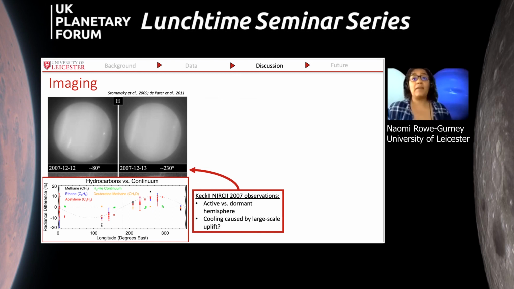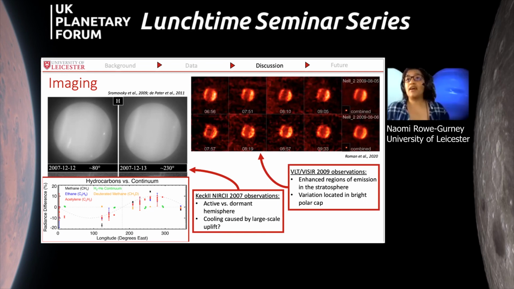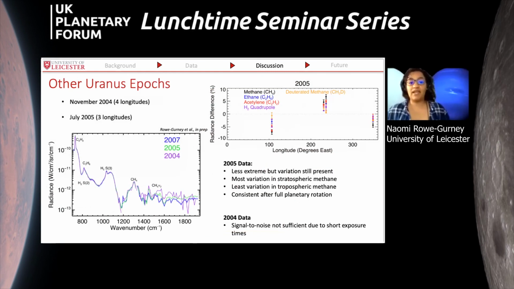Another thing that we think may be happening, if it's not that, it could be some kind of stratospheric wave or something else in the stratosphere. These images from Mike Roman's work using 2009 VLT data show an apparent stratospheric spatial variation at around 13 microns in the acetylene band. And so what we see here is that we're seeing spatial variability in multiple bands of multiple instruments and multiple epochs. And speaking of epochs, is this always happening at Uranus?